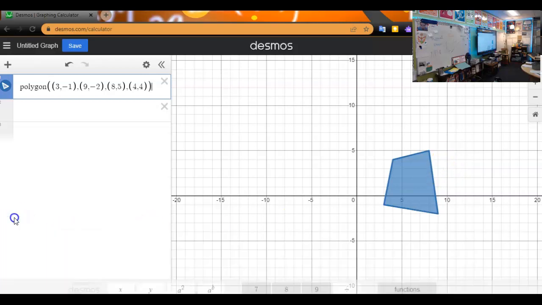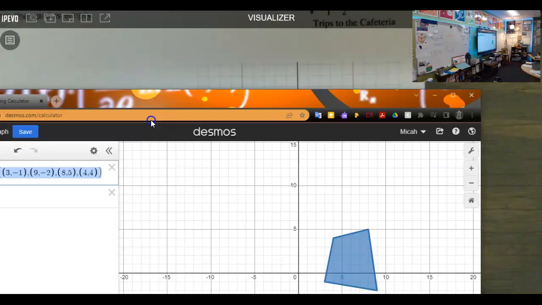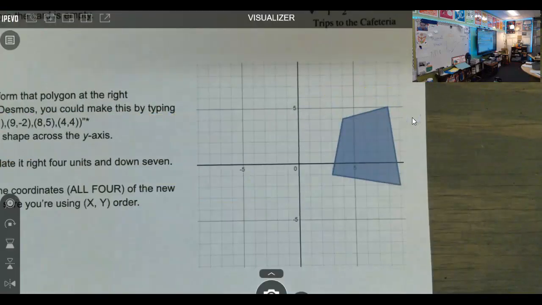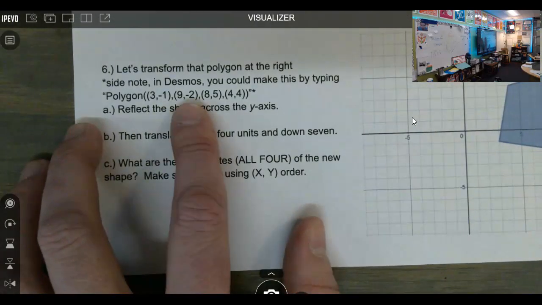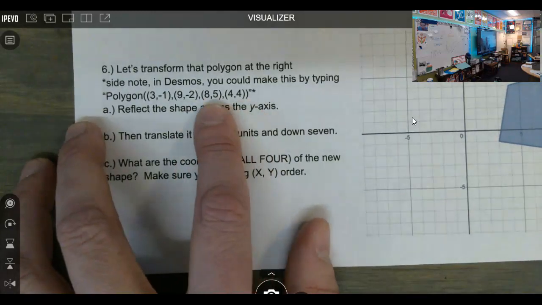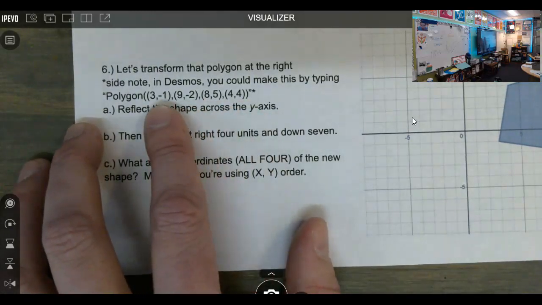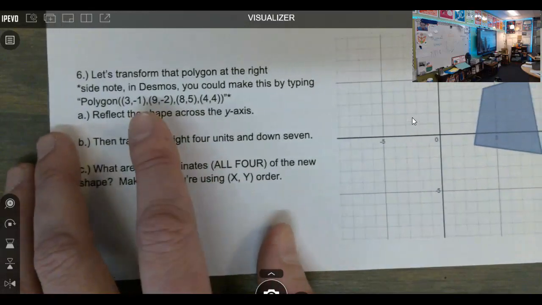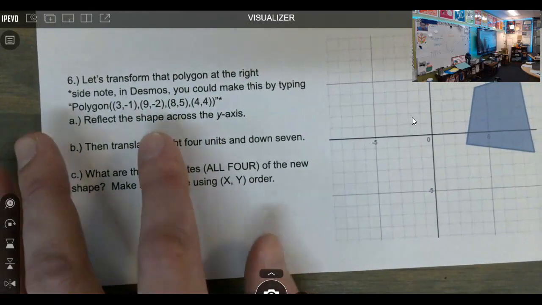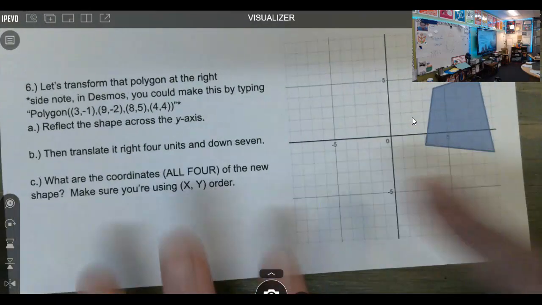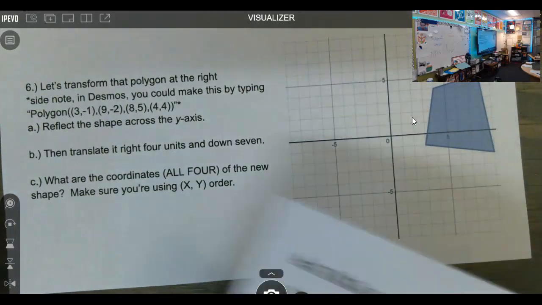Now, I did help you out by telling you how you could make it in Desmos. So on your test, it says hint, in Desmos, guys, these are the points where you start. These are the points where it starts. So you know those points. You could just do this on graph paper if you don't want to fight with this space that doesn't really have any grid lines.